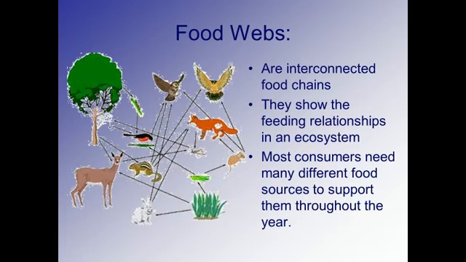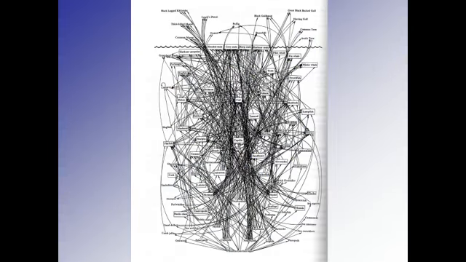Another way of showing these complex food relationships is in what we call a food web. These are all interconnected food chains, and they show the feeding relationships within an ecosystem. Now, this is because most consumers require many different food sources to support them throughout the year. The things that may be available in the summer for a consumer are not available in the winter, or vice versa. So a consumer needs many different sources of energy. Now, this is a very simple diagram showing a hypothetical food web situation. When we look at these in the real world, we see that they are very complex indeed.